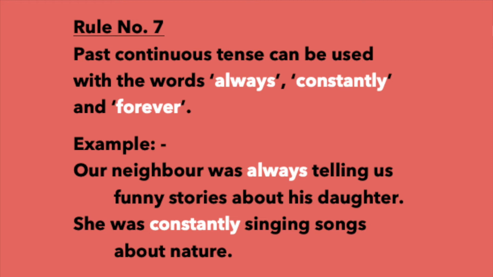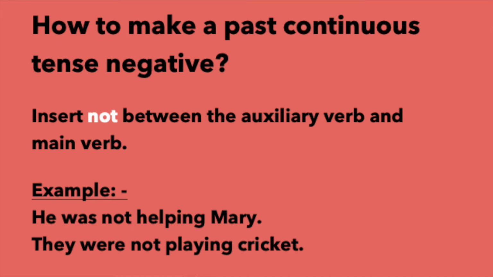She was constantly singing songs about nature. It is also a repeated action. But it happened in the past, not now. This action is not happening now. Then how do we make the past continuous negative?